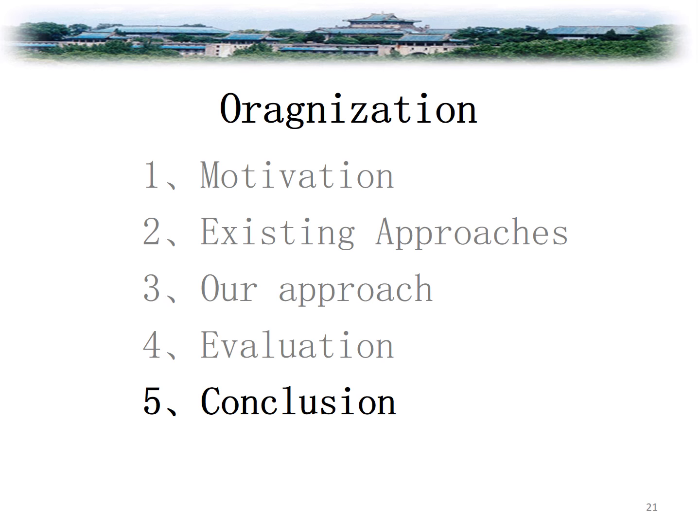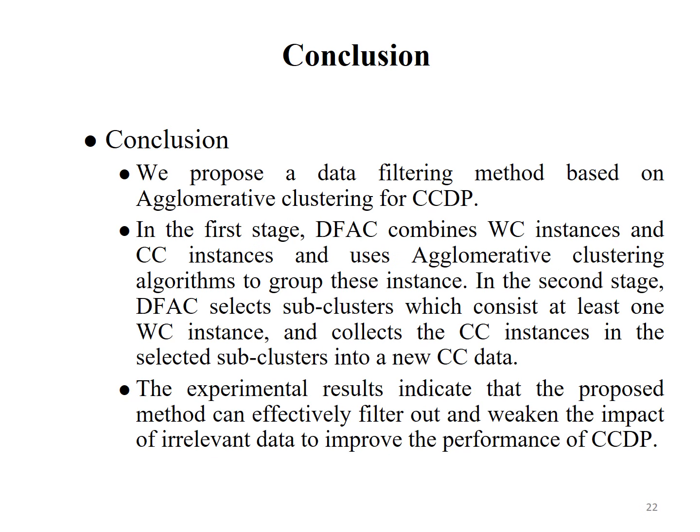Okay, finally, we give our conclusions. In this paper, we propose a data filtering method based on hierarchical clustering for the CCDP. The method consists of two stages. In the first stage, DFAC combines WC data and CC instances and uses hierarchical clustering algorithms to group these instances. In the second stage, DFAC selects sub-clusters which consist of at least one WC instance and collects CC instances in the selected sub-clusters into a new CC data.